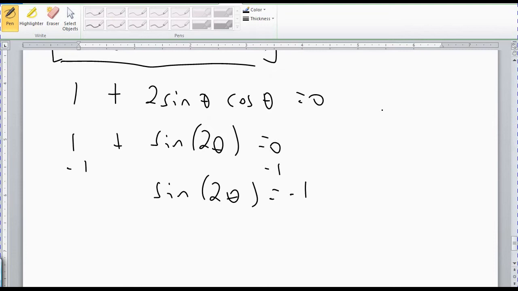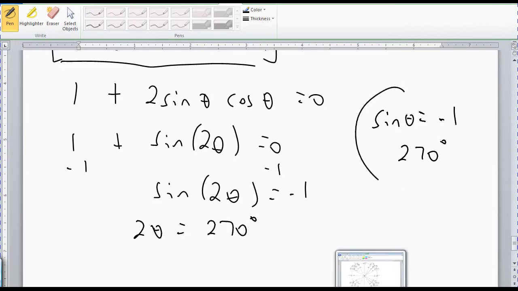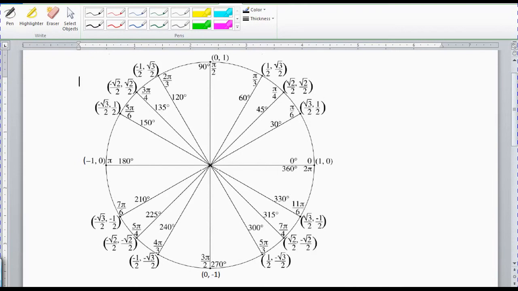So where does sine equal negative 1? And at what angles? Let's think about it. Sine is the y value. It's only at 270 degrees. But since we're dealing with 2 theta, that will change things. So what it means is that 2 theta is actually going to be 270 degrees. This is just my thoughts over here. I can also use my unit circle. Negative 1, 270 degrees.